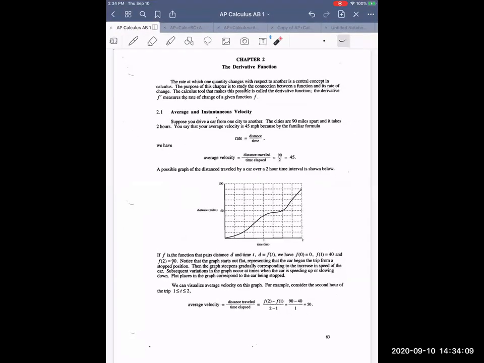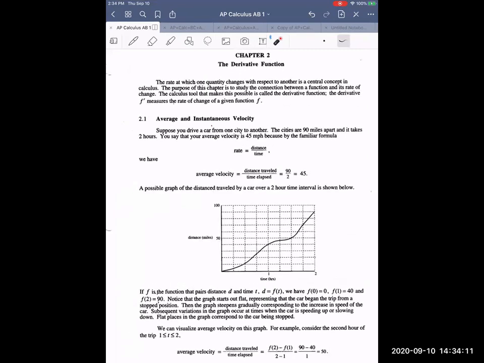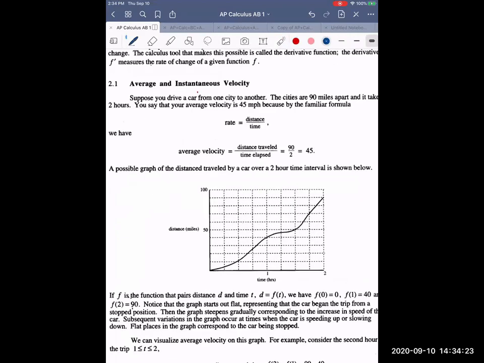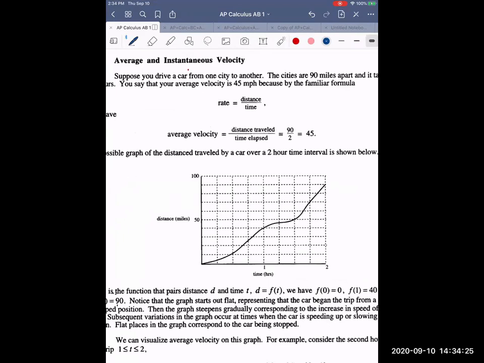All right, so let me get started. We get started with the derivative function, okay? And again, we're just studying the rate at which one quantity changes with respect to another here. George Best does it best. That's the name of the author. He starts out with the notion of average velocity, which is just distance traveled over the time elapsed, okay? Very simple formula.